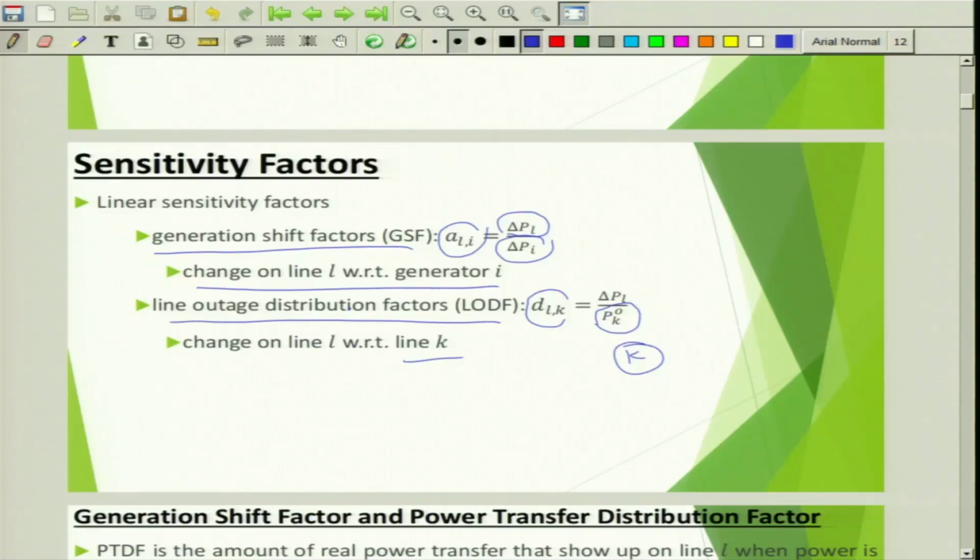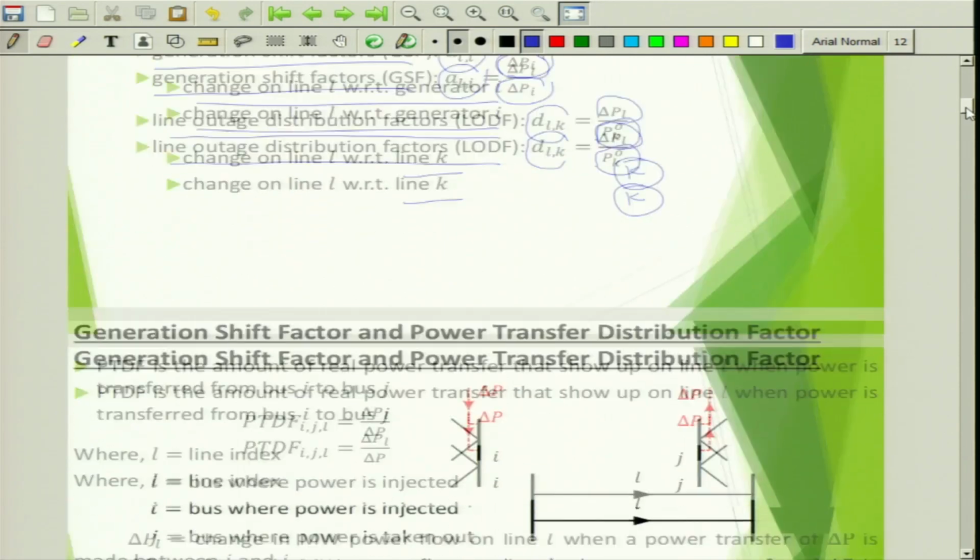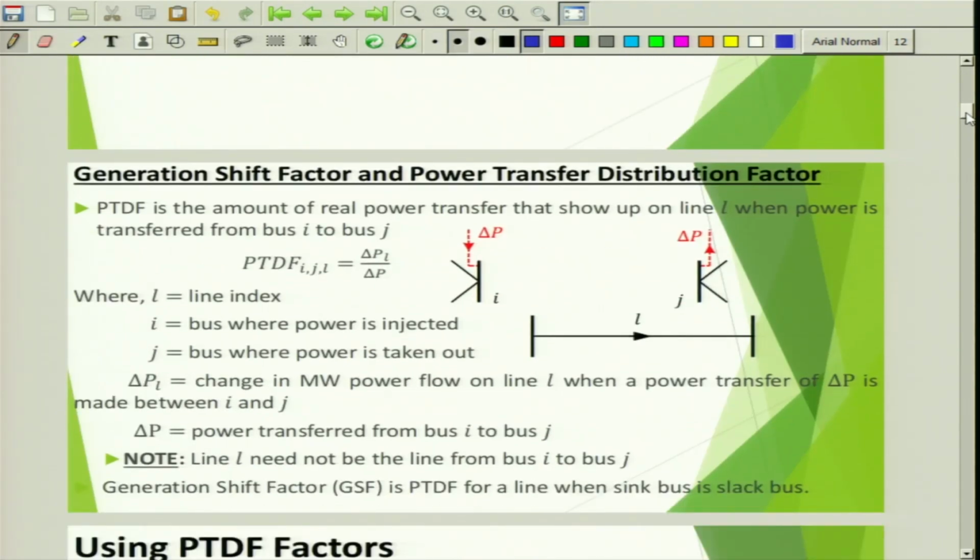That is what this factor is defining. Delta PL, that is change in power flow in line L due to change in or disconnection of a line, outage of a specific line K, right. And then moving forward, there is some other factor that we need to discuss, which is called power transfer distribution factor. We call it PTDF.